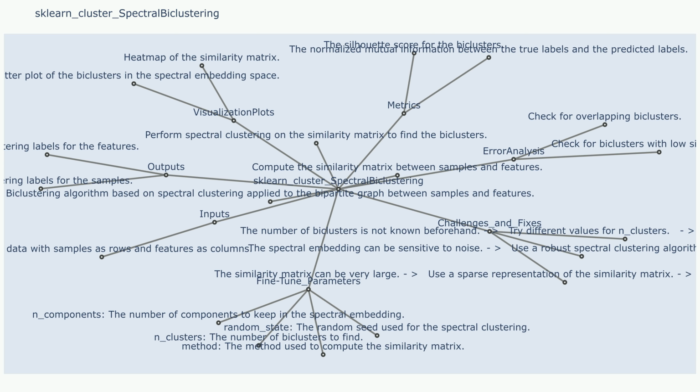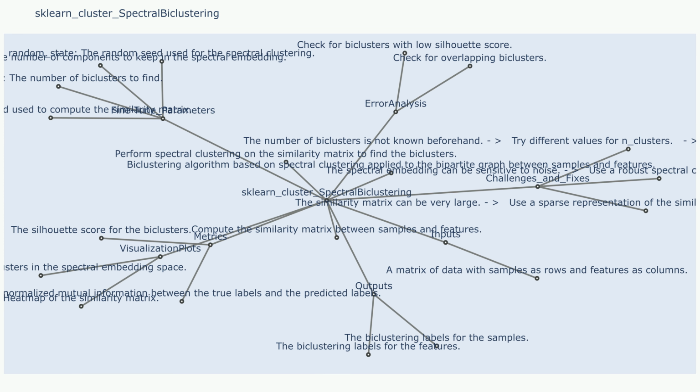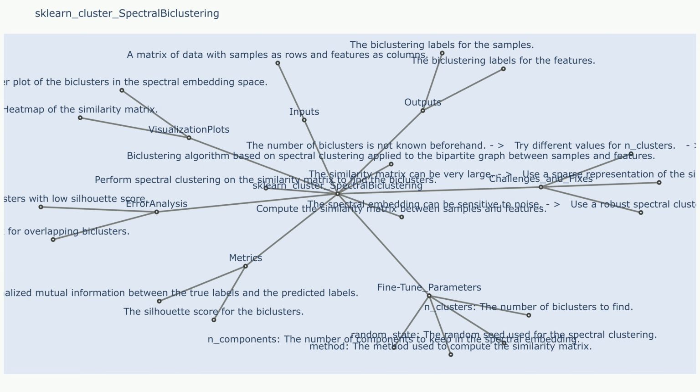sklearn.cluster.SpectralBiclustering. Spectral biclustering is a clustering algorithm that aims to find subclusters within both rows and columns of a data matrix. It's particularly useful when dealing with data that exhibits biclustering patterns, meaning there are groups of rows and columns that are highly correlated with each other. It leverages spectral graph partitioning techniques to identify these biclusters.